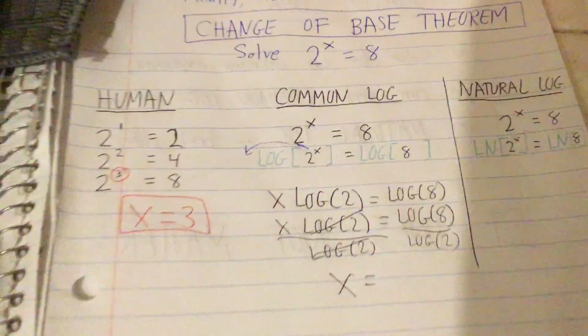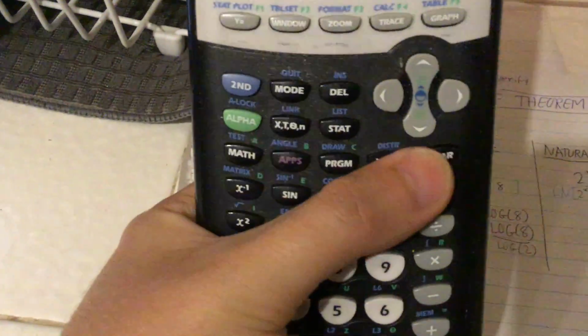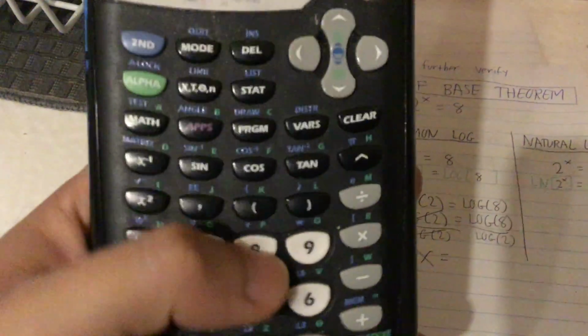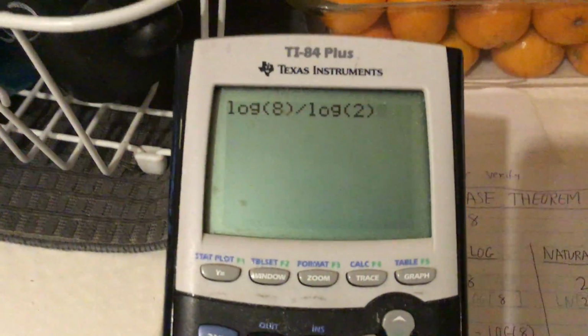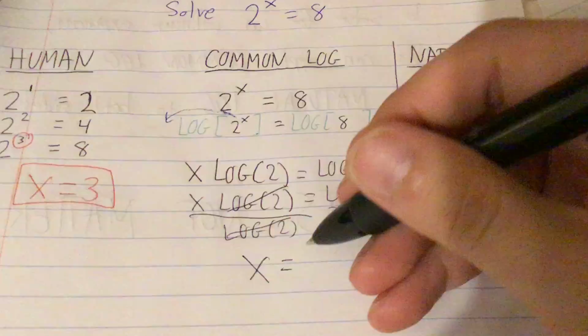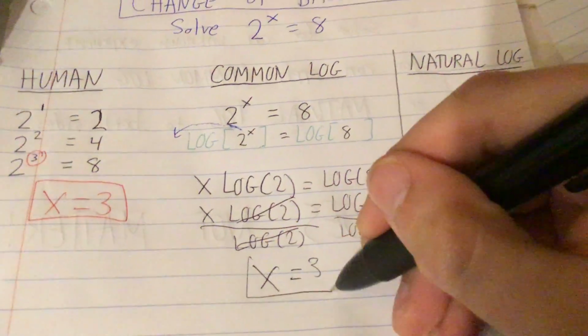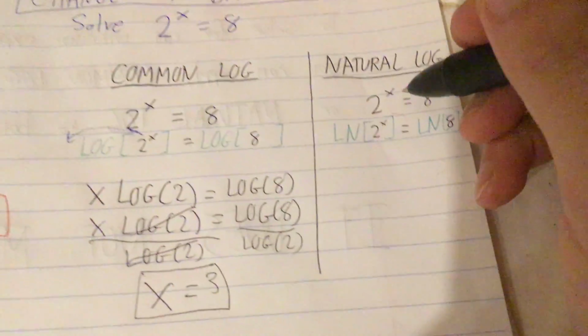So if I go to my calculator, clear. If I do log of 8 divided by log of 2, remember to close the parentheses, I'm going to get 3. Well, that makes me happy. I already knew that. Do you think I can do this problem with natural log?